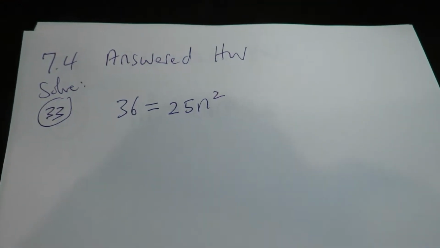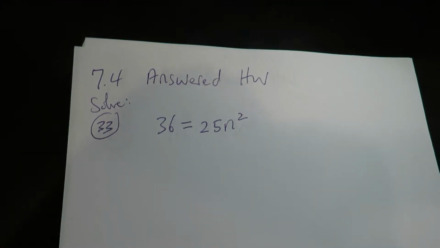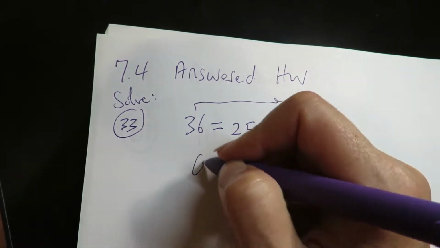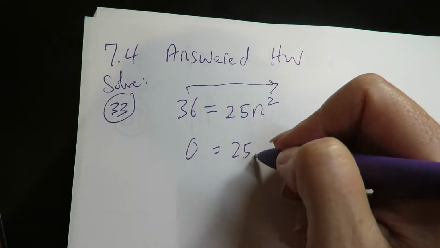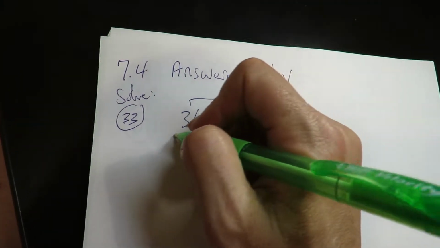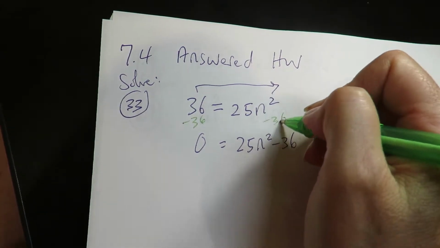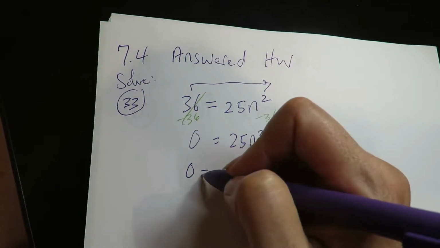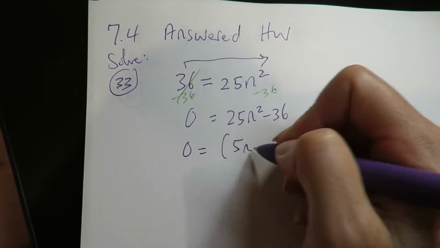Okay, intermediate, going to go over some homework. It just depends how you want to format this one. If I move this to the right, you could factor it this way. This is the difference of perfect squares.